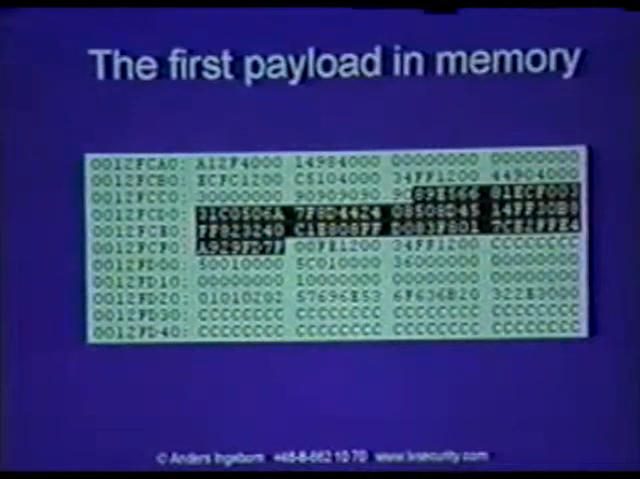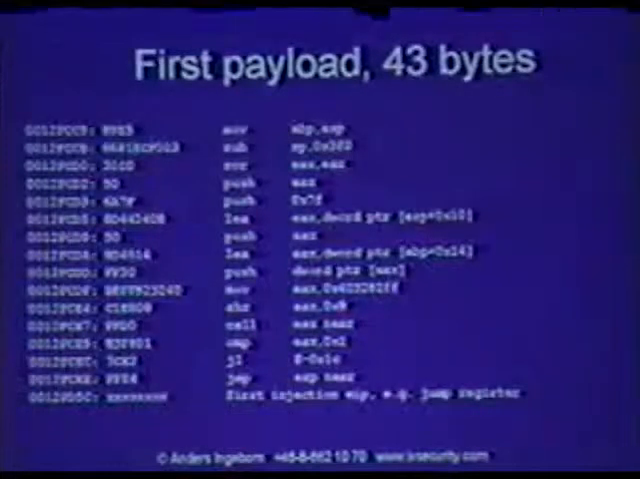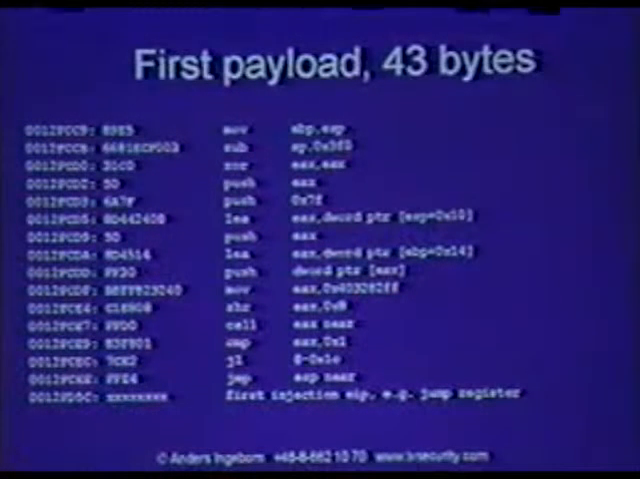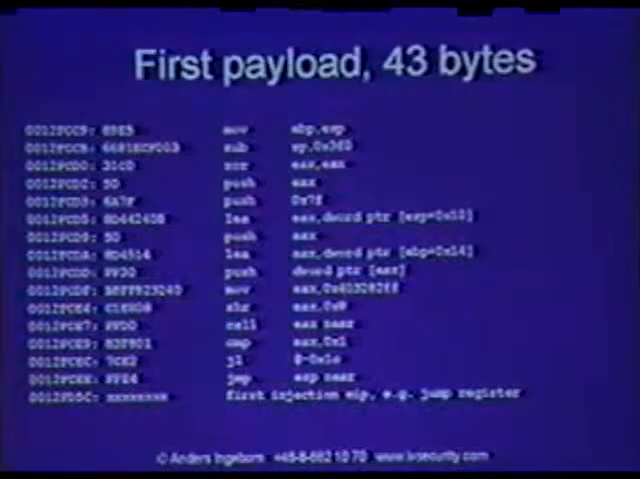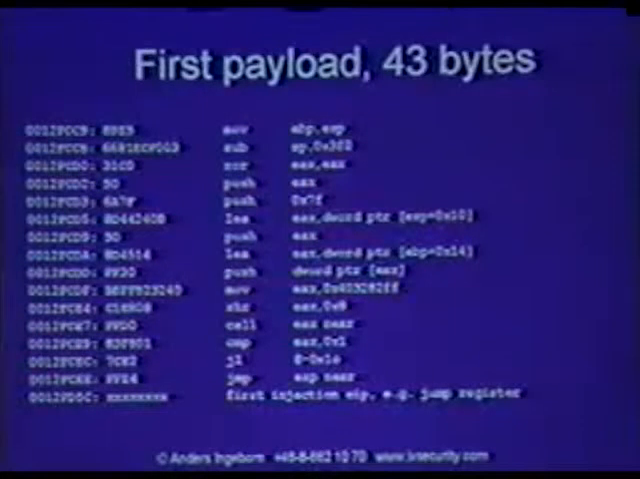This is just a picture of the first payload in memory. As you can see, the addresses are printed to the left. And this is the code itself. As you can see, I start by subtracting at least as much memory from the stack pointer as I need to store the second payload. Then I push the arguments to the receive function onto the stack, the new stack frame, and then I call the receive function through the jump table within the server, and then I jump to the second payload.